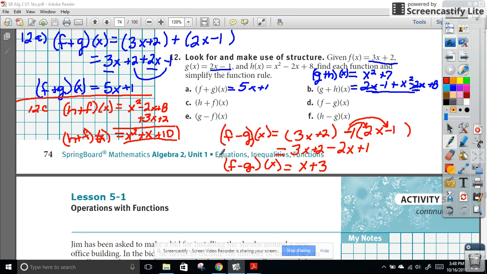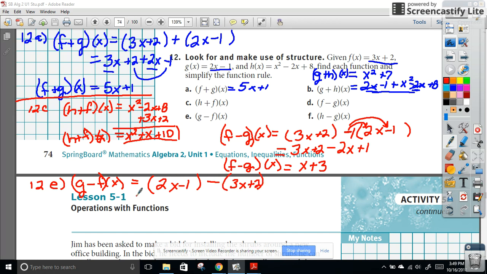Okay. I'm running out of room. Let's do 12e right here. Okay, I've got to say g minus f of x. Take the g function. Subtract from it the f function. The g function is 2x minus 1. The f function is 3x plus 2.